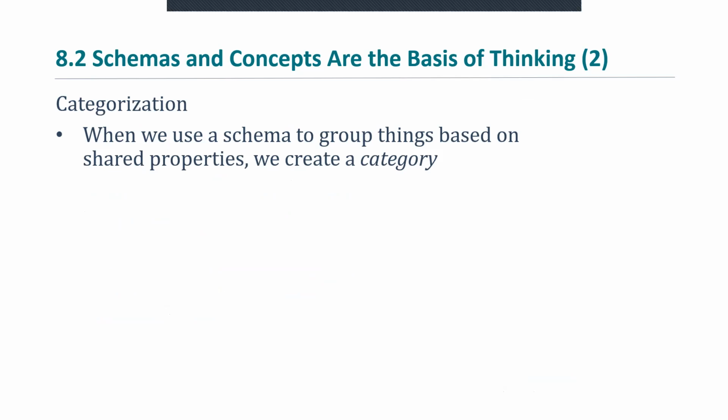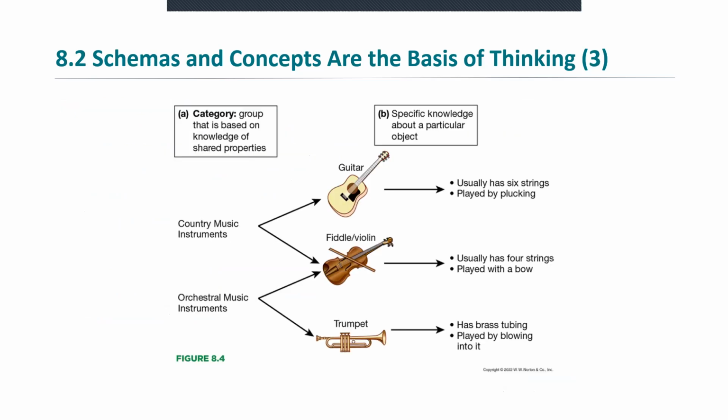Categorization. When we use a schema to group things based on shared properties, we create a category. For example, you might have two categories for instruments: country music instruments and orchestral music instruments. You also know that musical instruments within the categories differ based on their unique characteristics. You can see the categories listed on the left here, and there would be certain members that fit into that category.